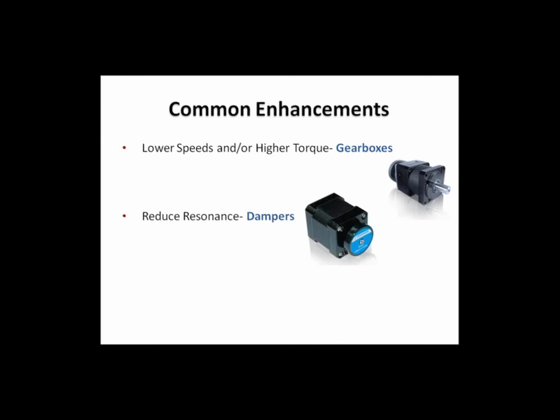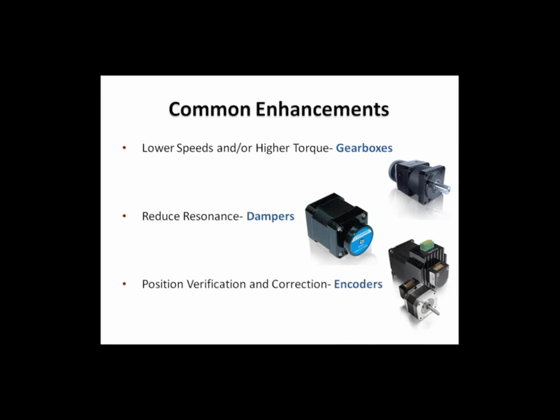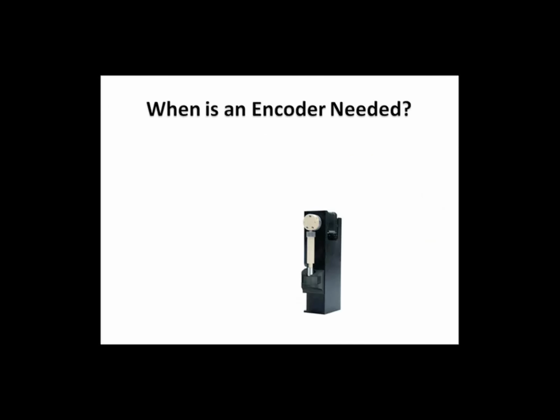Another enhancement is dampers. We mentioned that briefly to reduce resonance. And it's very simple. If you have a rear shaft on your motor, you just simply add it onto the back, and it can help reduce resonance. And finally, encoders. Position verification and correction is what you would use for encoders. And I will now hand it off to Ryan to explain when an encoder is needed, and he'll go through a case study.